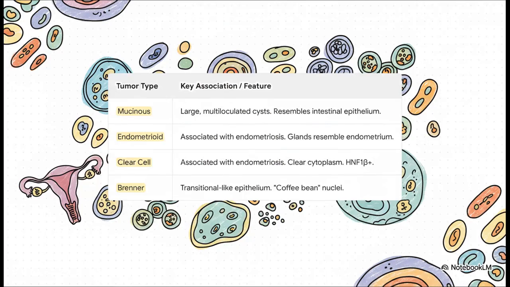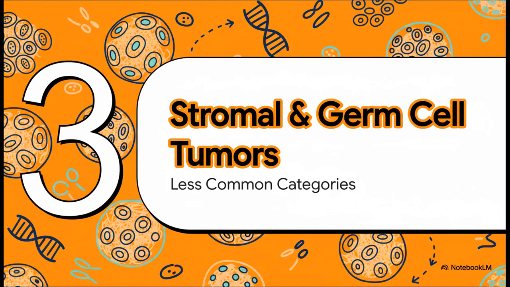Okay, time for some rapid-fire associations for your exam. If you hear huge, multiloculated cysts filled with mucus, you should immediately think mucinous. History of endometriosis, your brain should go to endometrioid or clear cell. And if you see cell nests that look like they belong in a bladder with those little grooved coffee bean nuclei, that's a Brenner tumor. Lock these buzzwords down.